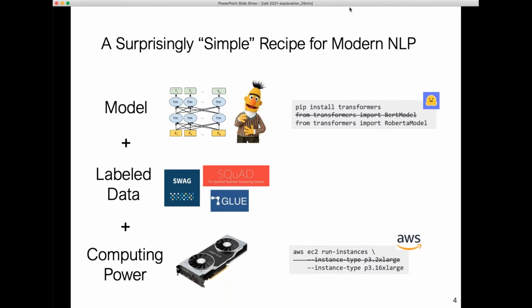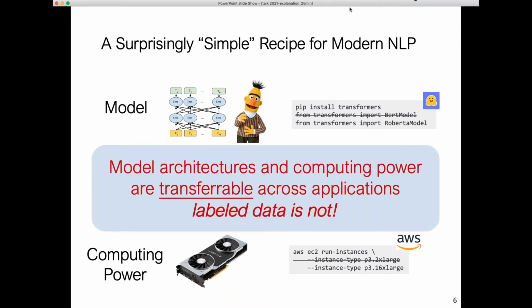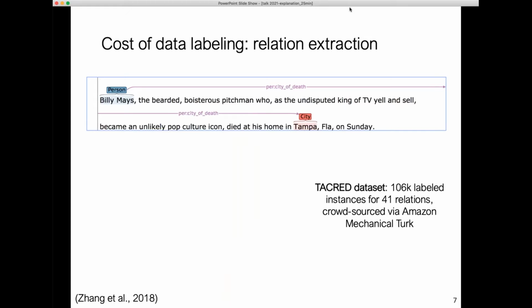So what is left here is the labeled data, which becomes a really tricky problem for many researchers and practitioners, because it seems to be the thing that we have to customize and find very specific solutions for when switching between different problem domains and data domains. So we think that model architecture and computing power these days are more transferable, while labeled data is not.